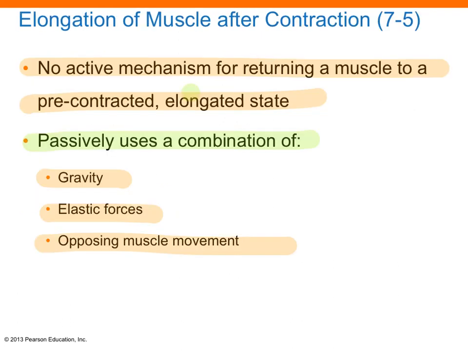Finally, during the elongation of a muscle after contraction, there is no active mechanism for returning a muscle to a pre-contracted state, which is called the elongated state. This happens passively by the use of gravity, elastic forces, and opposing muscle movement.